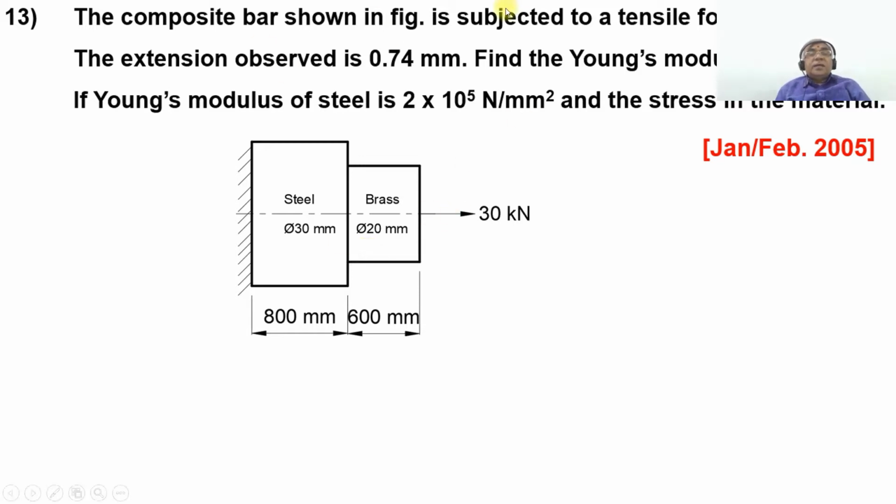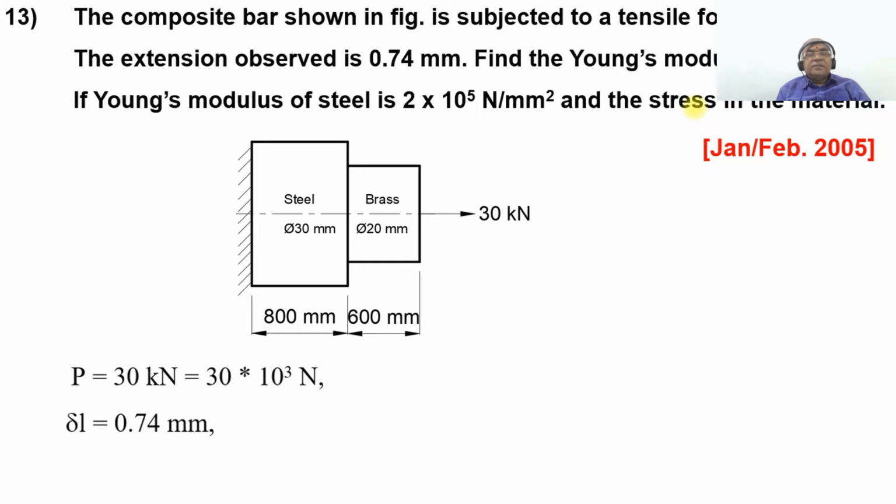So here, this is a composite bar made out of steel and brass, where the diameter of the steel bar is 30 mm and the diameter of the brass bar is 20 mm, and the steel bar length is 800 mm and the brass bar is 600 mm, together loaded with 30 kilonewton, as shown. So considering the data which is given, P is equal to 30 kilonewton, which is 30 into 10 to the power of 3 Newton.